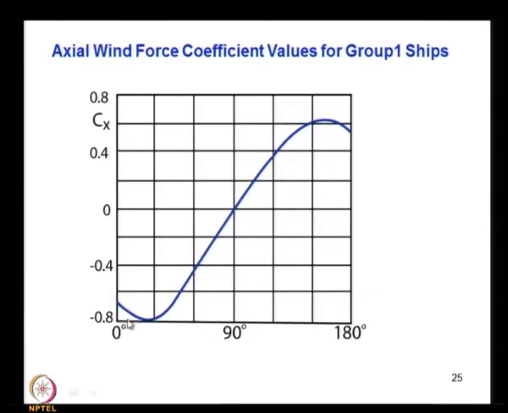You can see that in this region Cx is negative, but from 90 to 180 degree the wind is going the other way, coming from the forward side and opposing the motion of the ship. So, the Cx value you can see is going to be positive. At 90 degrees you can see it is 0, because it is not going to influence any x component force when the wind acts normal to the ship. So, this is a characteristic representation, the value of which you get from the wind tunnel experiment.